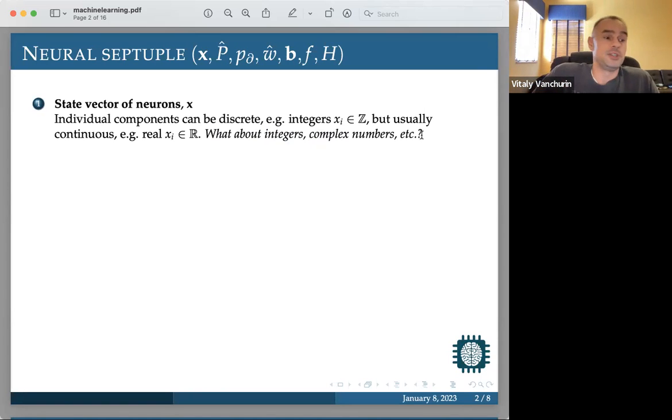Because it's a straightforward definition. You have a state vector. Why not make it not real or something else? And so we'll think about challenges that come with it and the way we can overcome those challenges.